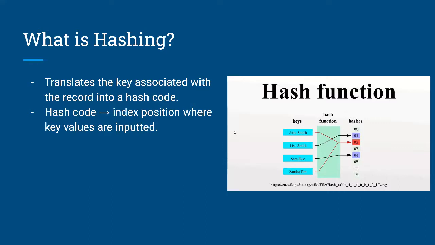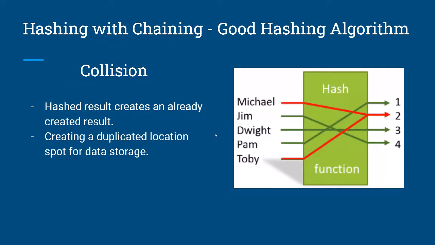When this is being processed, one thing to avoid is collision. Collision is basically creating a duplicated location spot for that data storage. So let's say, for example, Michael is already placed in index 2, and we want to add Toby, but once Toby goes to the hash function, it returns an integer value of 2 as well. Since 2 is already taken by Michael, this is what a collision is. And there are a couple of ways to avoid collision, and one way is called chaining.